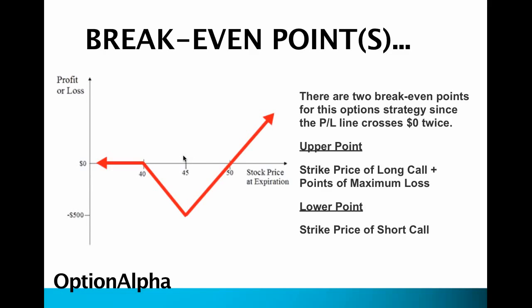Again, if the stock is trading at 45 when we enter this, we need it to move at least $5 just to break even. Now the lower break-even point is going to be the strike price of the short call. So you can see we sold a call at 40. If the stock moves down to 40, then we'll actually make no money on this trade, but we also won't lose any money as well.